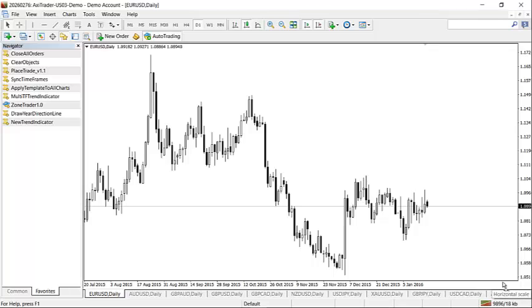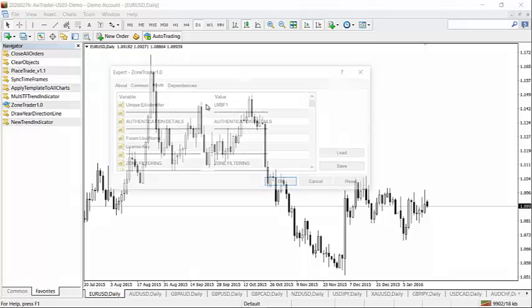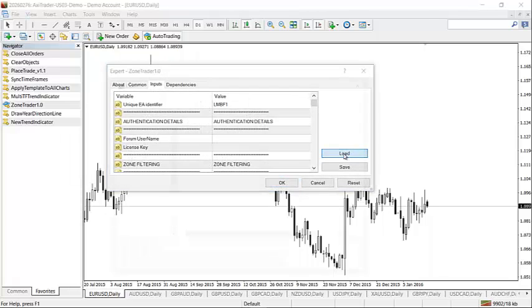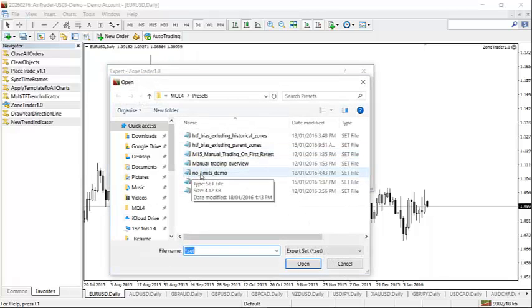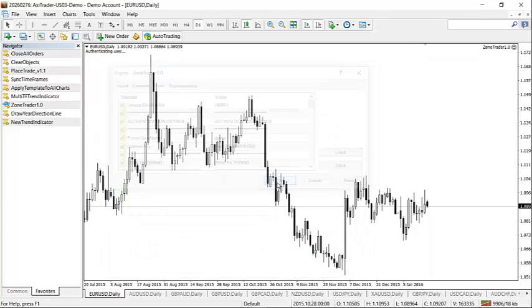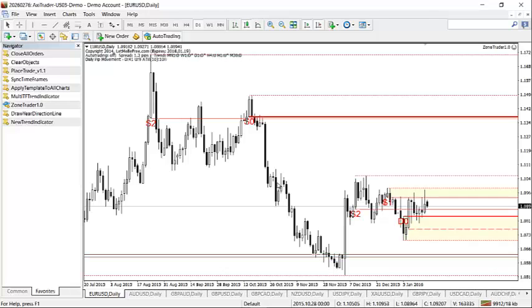Hi again. Today I just want to give a quick brief overview of the AutoTrading functionality that this Zone Trader Expert Advisor has. So in front of me I have the Euro-Dollar daily chart. I'm just going to drag the Zone Trader Expert Advisor onto the chart and load up a demo set that I have and OK it. This should display all the zones for each time frame I'm looking at.